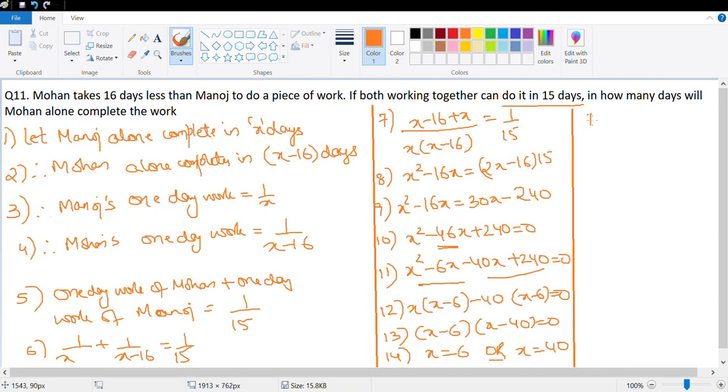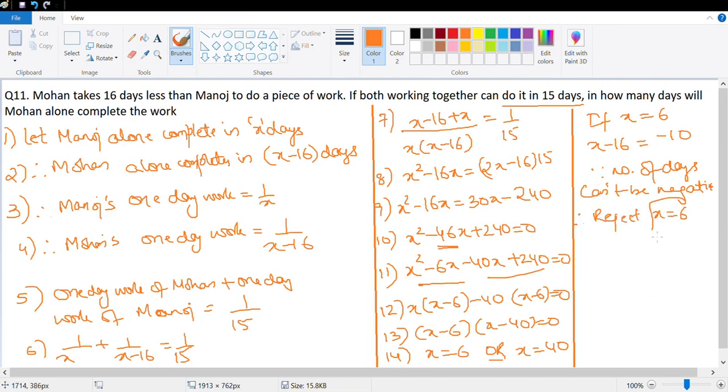So if x is equal to 6, x minus 16 will be equal to negative 10. Now since number of days can't be negative, therefore reject x is equal to 6. That's the wrong answer. Therefore x is equal to 40 days.